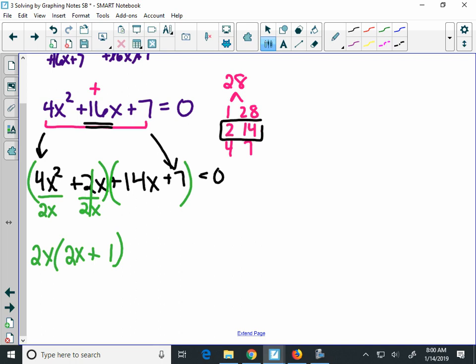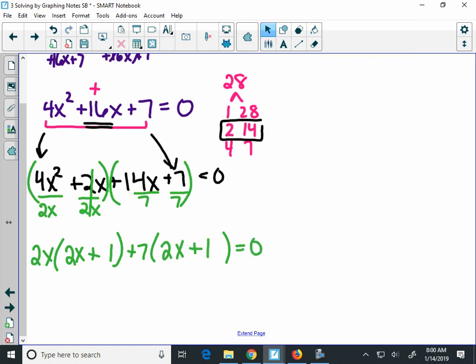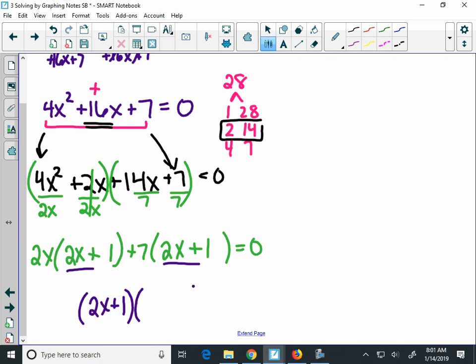On the other parenthesis, 14 and 7 have a 7 in common. So I pull a positive 7 out, and you're left with 2x plus 1, which is a good thing because these two terms are the same. To write your final factored form, you take what's in the parentheses that are the same, 2x plus 1. That's going to be 1 factor. And the GCFs out in front are the other factor. Now, I have my factored form.